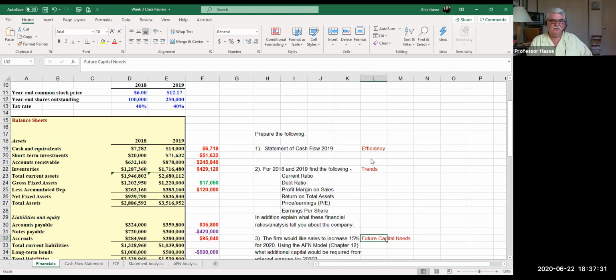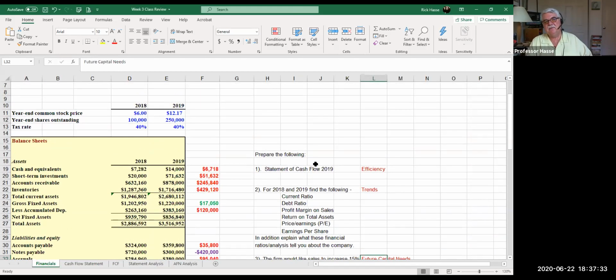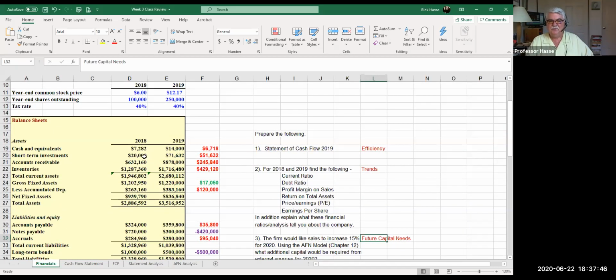Well, I take a look at this financial statement of this company from 2018 to 2019. It looks like they increased their stock position by 150,000 shares. They sold more stock, but they only increased their cash position by $6,700. Where in the hell is their cash going?